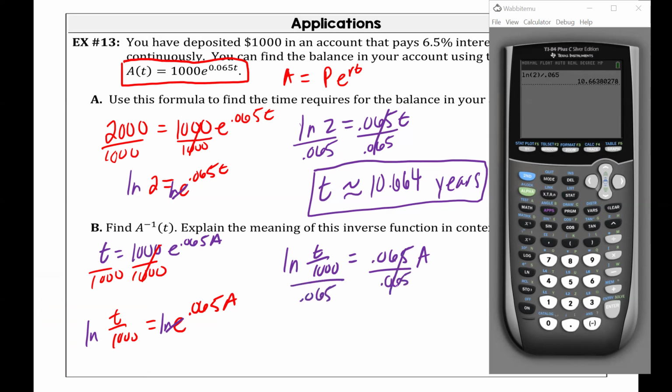Now, we can clean this up a little bit. So, A inverse of t equals, if I have anything divided by 1,000, that's the same thing as saying that I'm going to multiply by what? 0.001. So 1/1,000th is the same thing as 0.001, right? Do we agree with that? And then divided by 0.065. So that is my inverse.